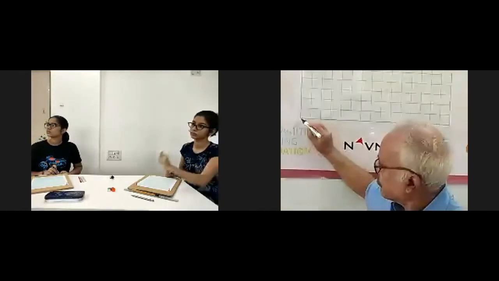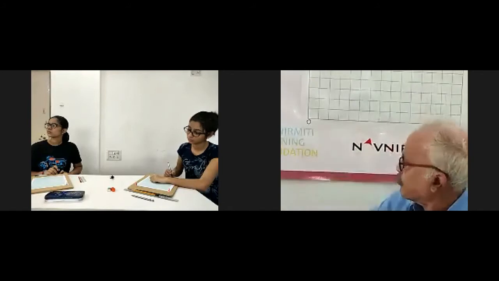Now let us begin with the first activity. You take the graph paper and this point here on the left-hand side bottom, call this point as O. Call this point here as O. Is it done?